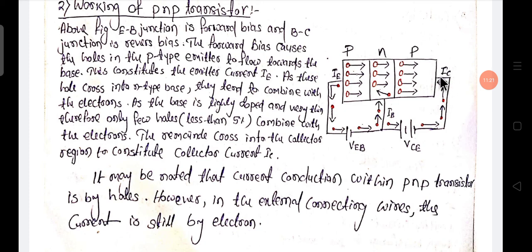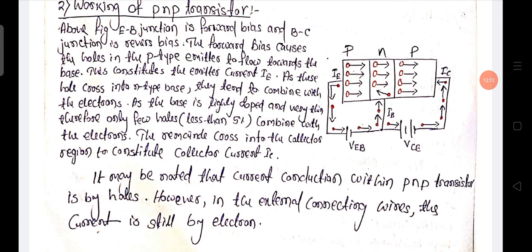It is noticed that in a PNP transistor, the current conduction inside the transistor is due to the holes, but in the outside circuit, the current conduction is due to electrons. Previously, when we discussed the semiconductor, majority and minority charge carriers, I told you that hole current is not considered in the external circuit. In the external circuit only the flow of electrons is considered.